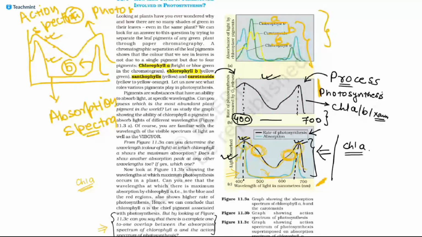So I think this you can easily do now. Clear this point? Yes. One more question. Can the rate of photosynthesis or the action spectra ever reach 0? Yes, of course it can reach 0 if it is beyond the visible range.